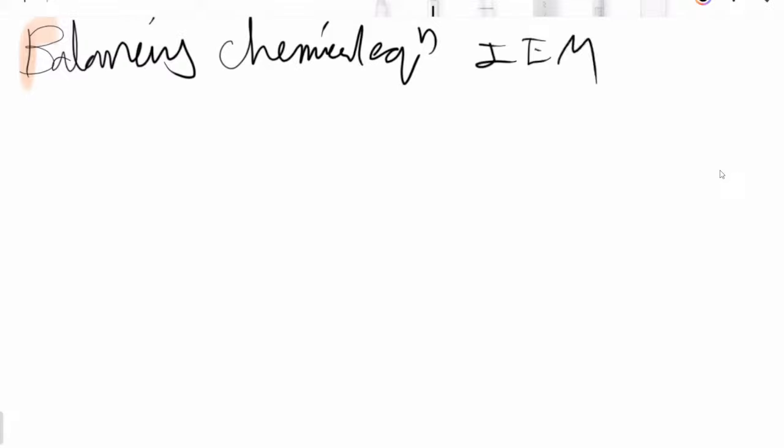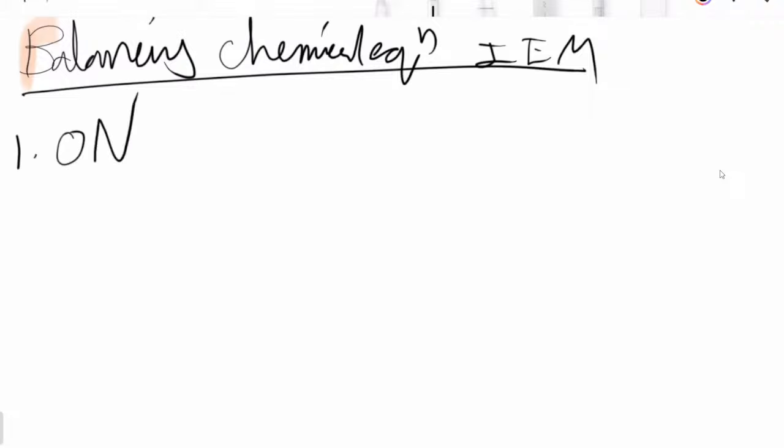Okay, so let me take an example. The first thing we need to do is write the oxidation number above the atoms in the chemical equation. What do we usually balance? We balance the chemical equation, right? So we need to write the oxidation numbers. Let's take one example, so it will be easy for us.